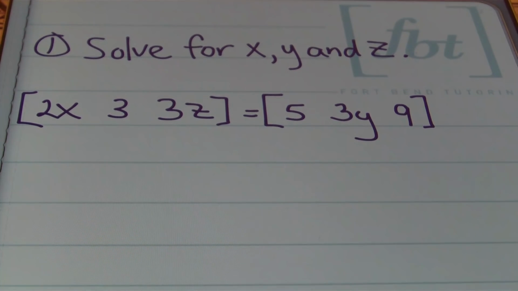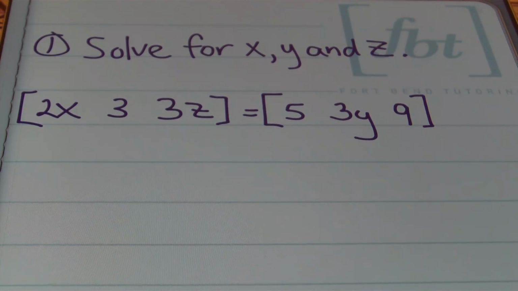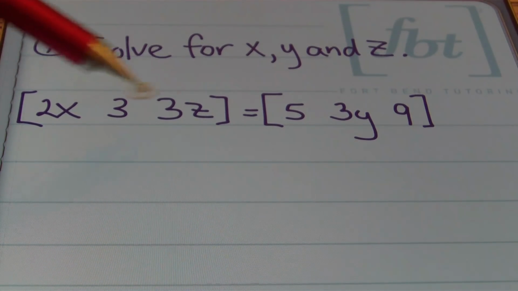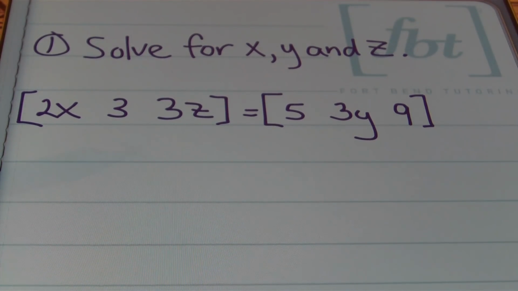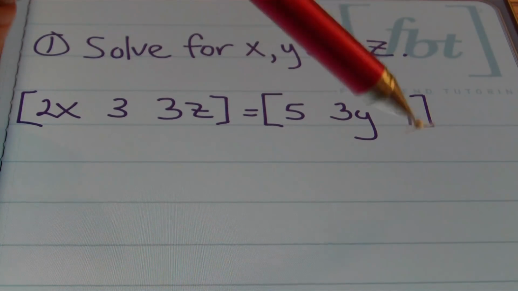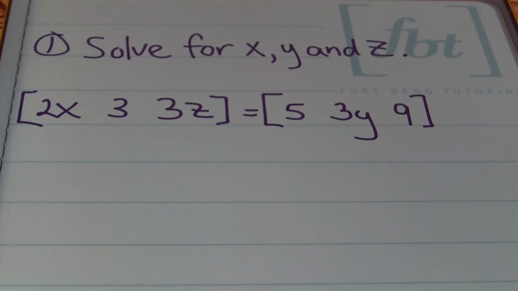All right, here we have it. Problem number 1. It says solve for your variables x, y, and z. And here what I have before me is a 1 by 3 matrix that's set equal to another 1 by 3 matrix. What I mean is that I have one row right here, and I have 3 columns. And this is set equal to a matrix that has 1 row and 3 columns. So because those two conditions have been met, and we have that lovely equal sign in the middle, we can go ahead and set each corresponding element equal to one another.